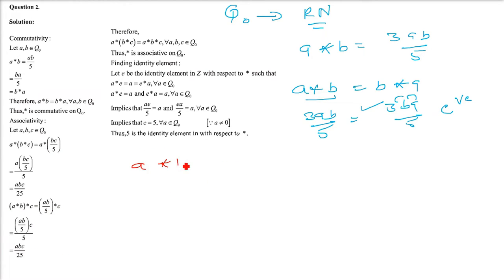Then coming to associative, A star B star C. First we'll do this one, that we will get 3AB by 5.